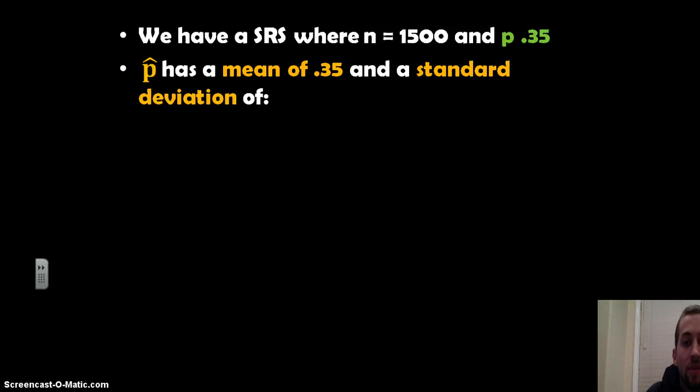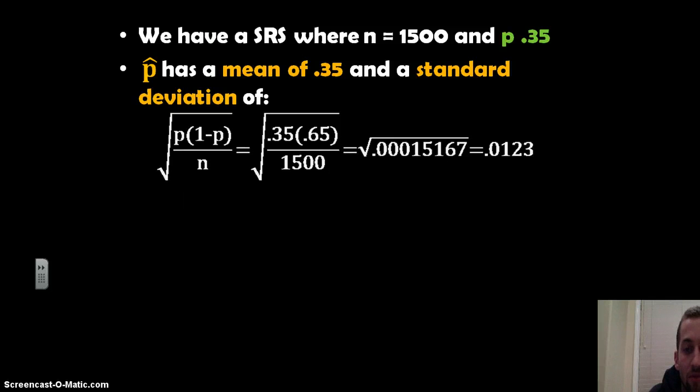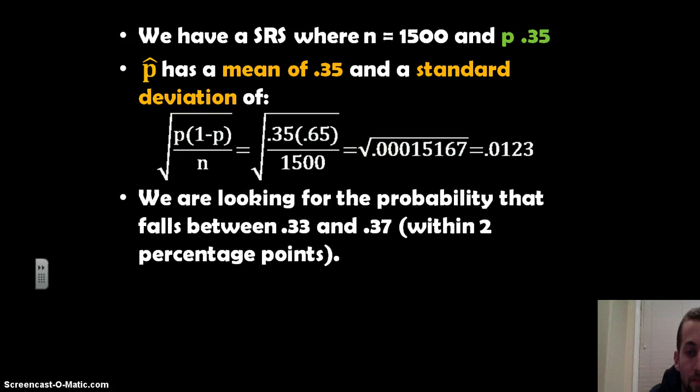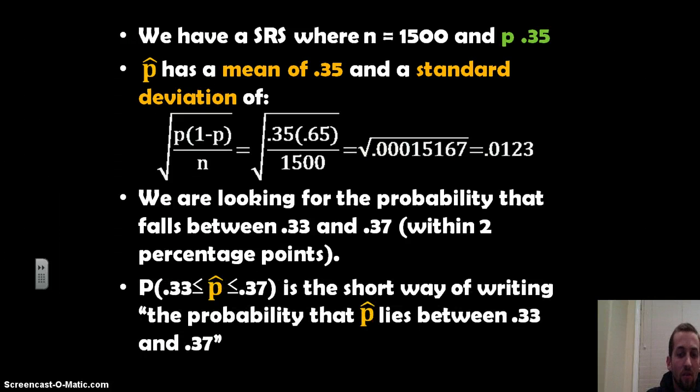So the distribution of p hat should have a mean of 0.35, and standard deviation, plug it into your formula there, of 0.0123. Okay. So what we're looking for is the probability that a sample we would get would fall between that range, so within 2 percentage points. That's the short way, as you can see at the bottom there, of writing that. And again, something that we've done before.